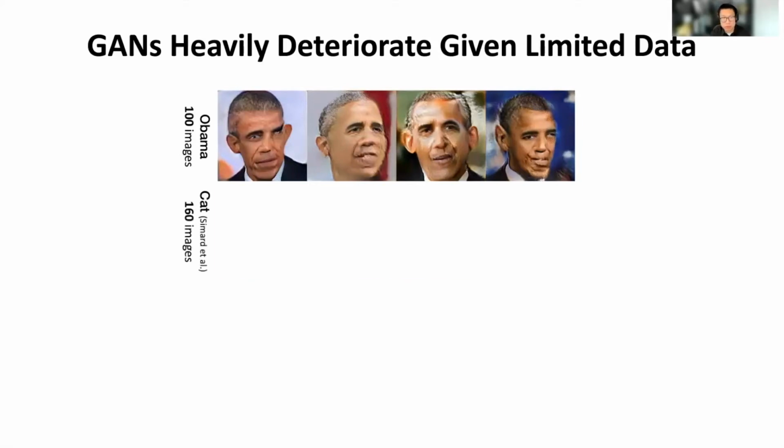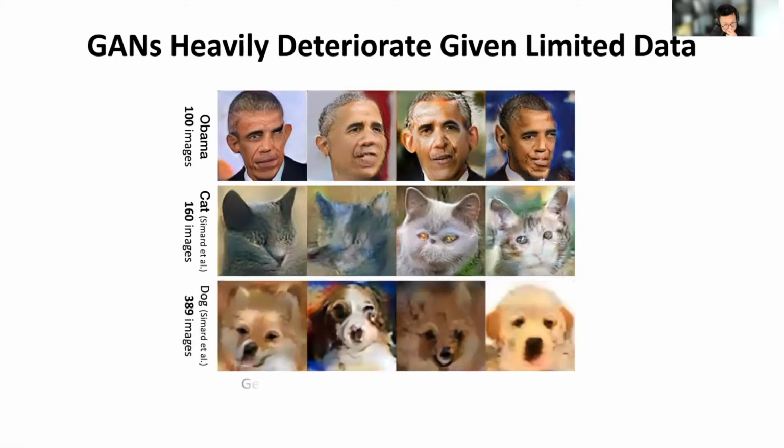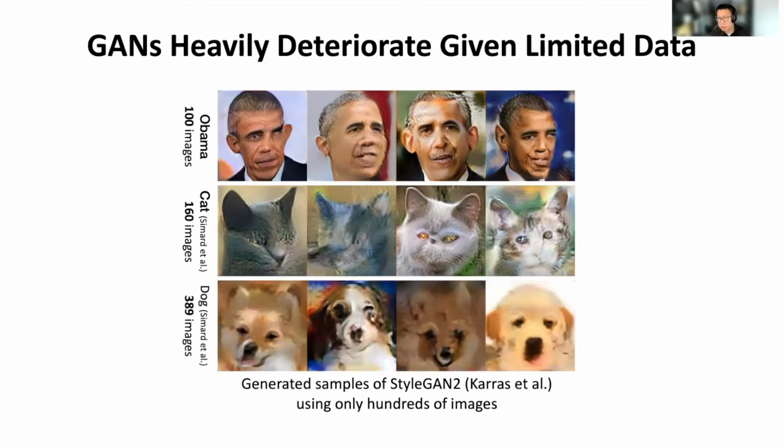It doesn't look very nice. You train a model on 160 cats, it doesn't look very nice either. So you can train a model on fewer images, but they just don't work. But if something is not working, we want to ask why. Is it the issue of the generator? Is it the issue of the discriminator? Does some loss function have some issues?